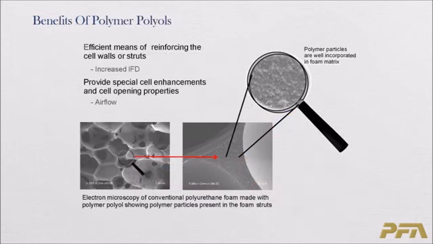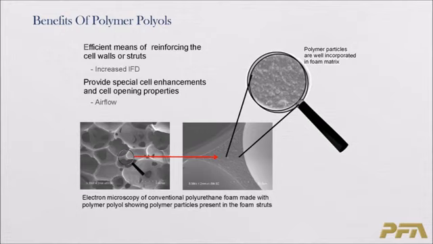So what is the benefit of using a polymer polyol? The main benefit is kind of like if you have concrete and you put a reinforcing filler in, you're making reinforced concrete. The same applies here. By putting those polymer particles in, they get incorporated into the cell walls of the foam, make it stronger, and give it higher load-bearing properties.